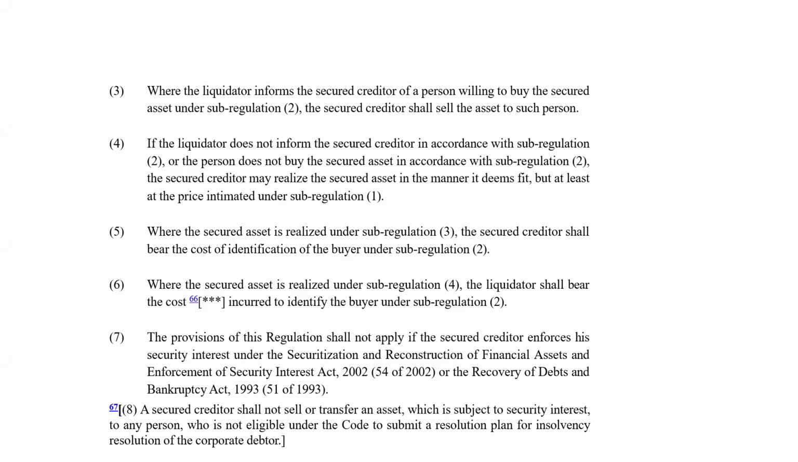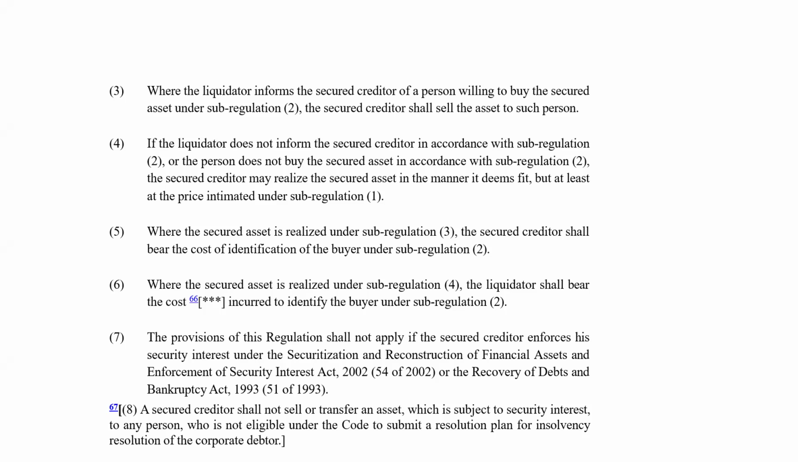Suppose initially the secured creditor said that, okay, I'll be able to sell it at 80. Liquidator says 90. Now secured creditor says 95. Okay, that's what I'm saying. Okay. This is your question. Correct. So if the liquidator does not inform the secured creditor in accordance with sub-regulation 2, or the person does not buy the secured asset, right?